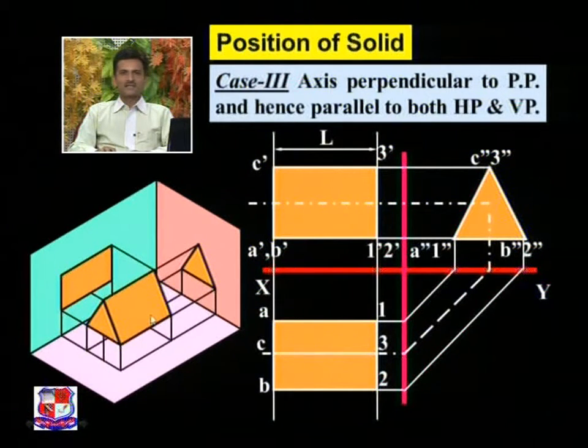So for this case, if you look from the side, it would appear as a triangle. Look from the top, it would appear as a rectangle as shown over here, and look from the front, a rectangle as shown over here in the front view. So this is case number 3.